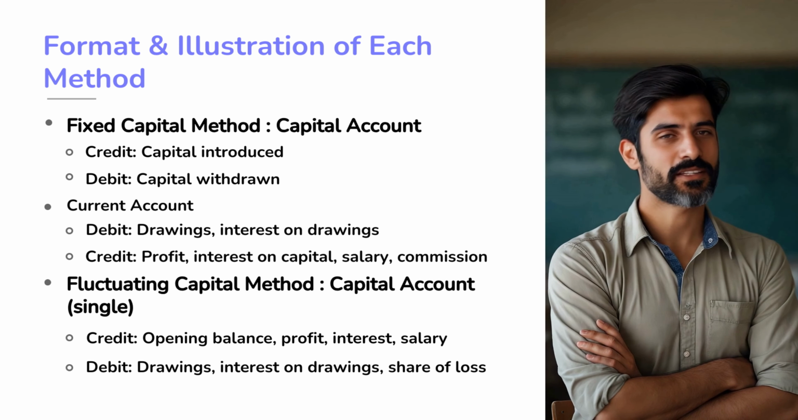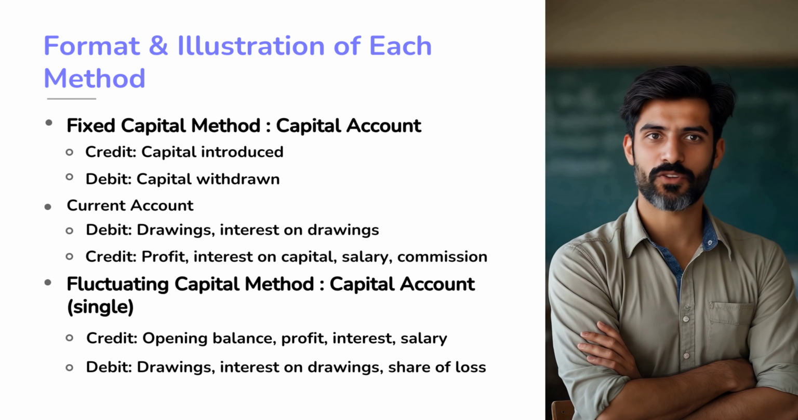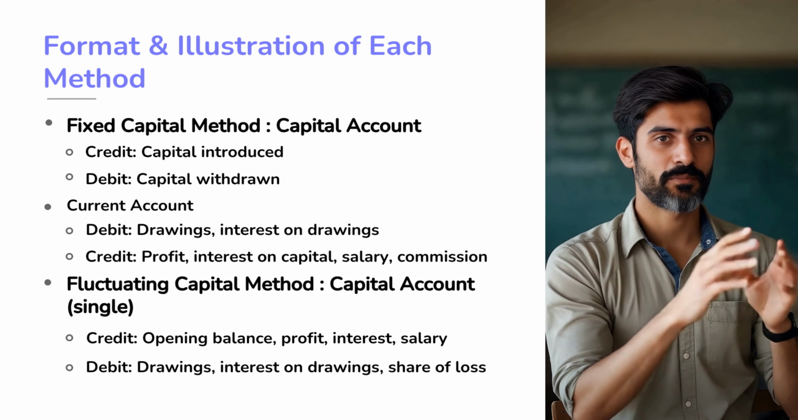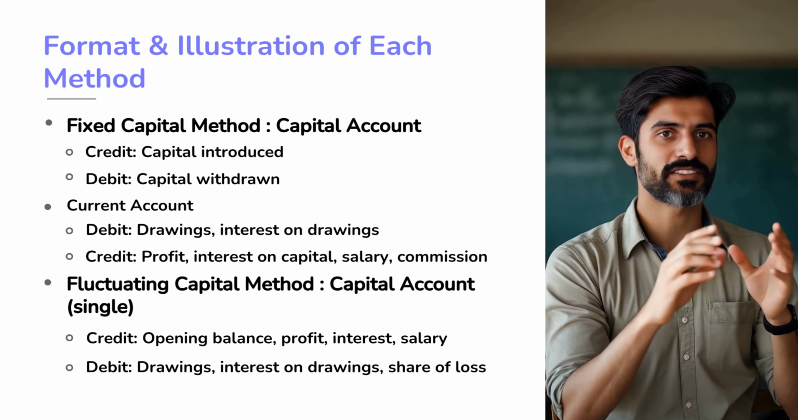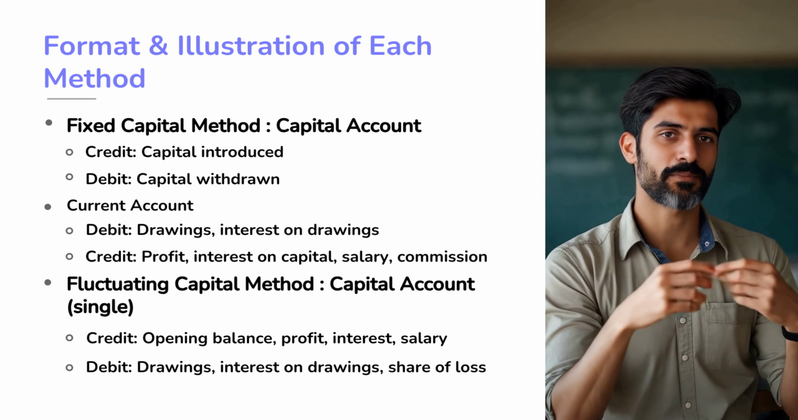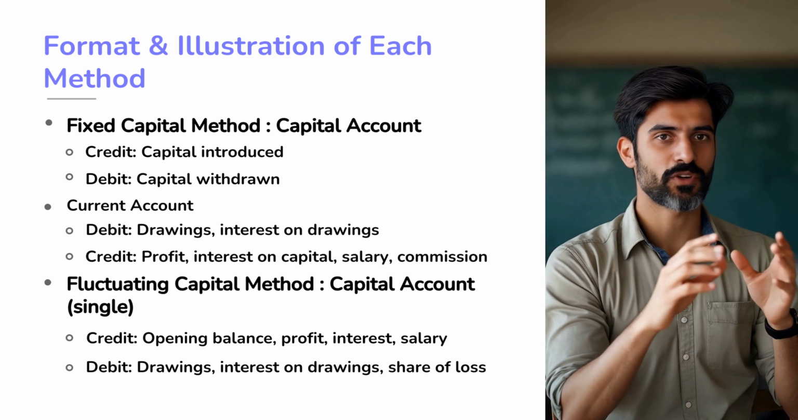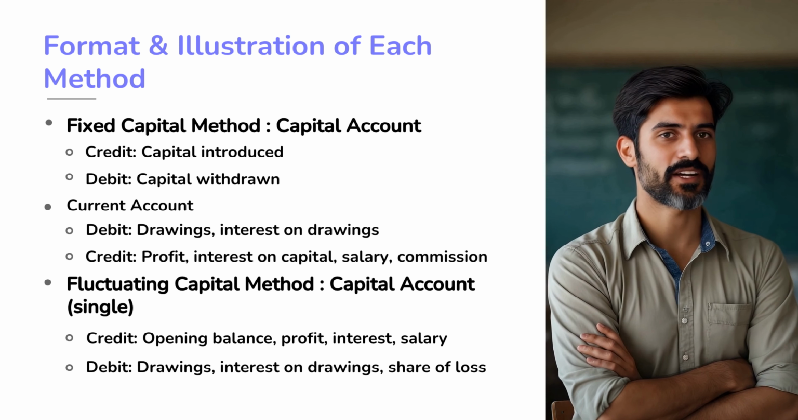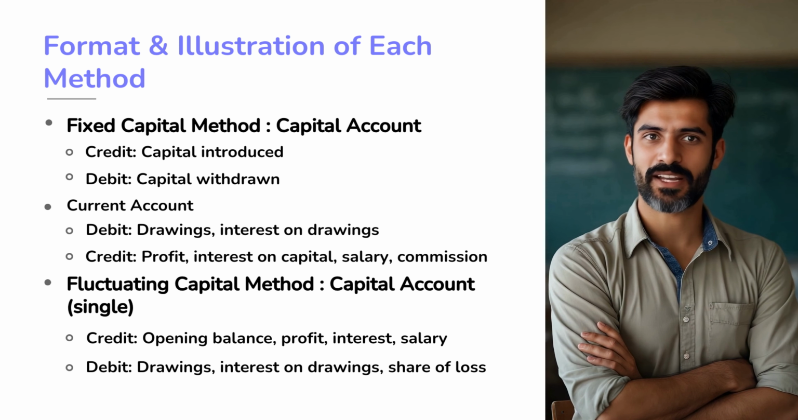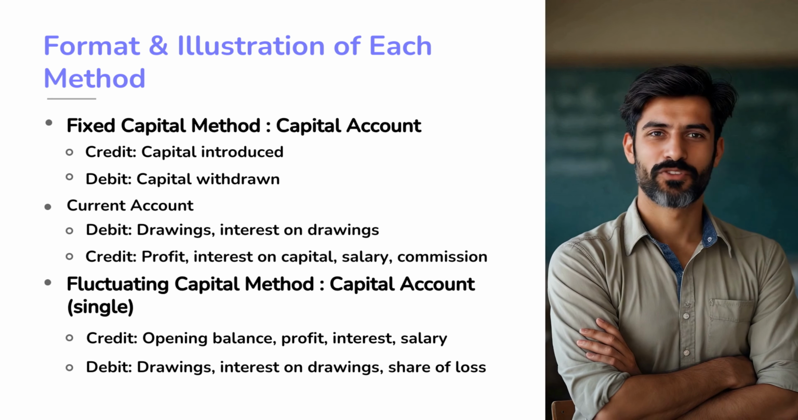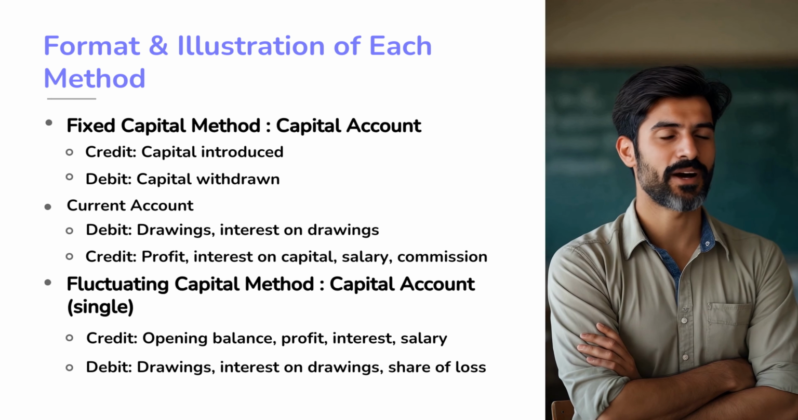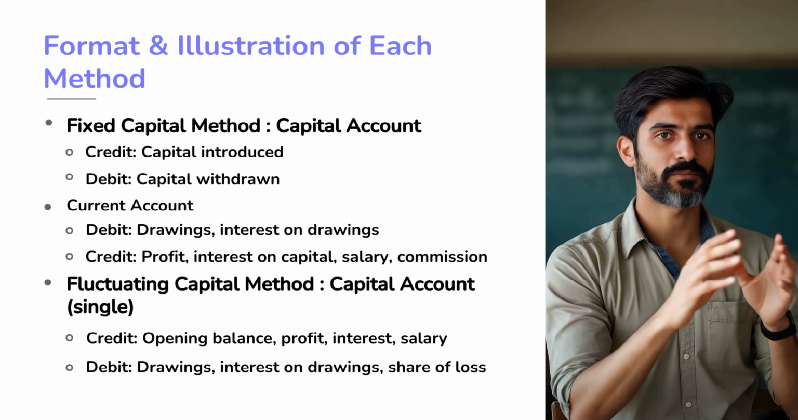Fluctuating capital method. Here, everything goes into one single account: capital account, credit, opening balance, profit share, interest, salary; debit, drawings, interest on drawings, and share of loss. It's more dynamic, ideal when partners frequently make changes. It also gives you a complete financial snapshot in one place, though the balance keeps shifting year to year.